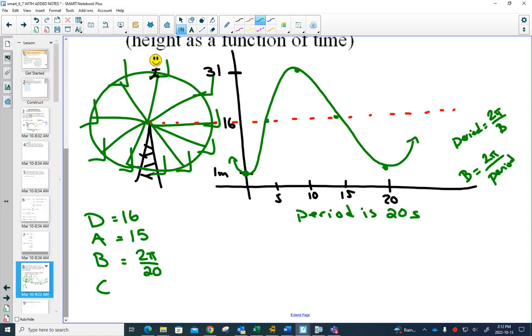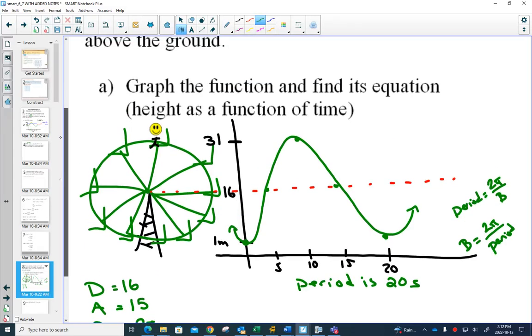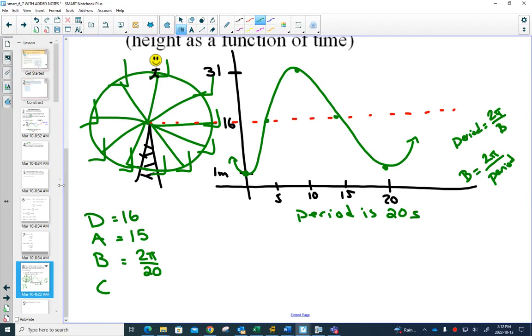So in this question, it says, find its equation. Well, it could be a sine graph or it could be a cos graph. So we're going to find a couple of them. Whether it's a sine or a cos graph, the a value is 15. If it's a sine graph, the b value is still 2 pi over 20, and the d value is 60. What's going to change is where the starting point is.